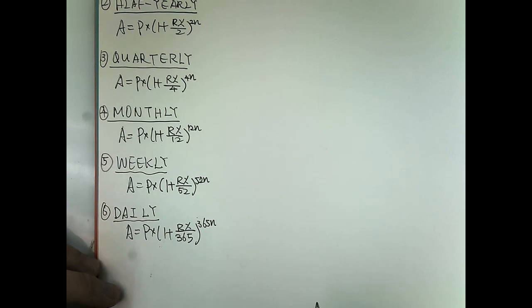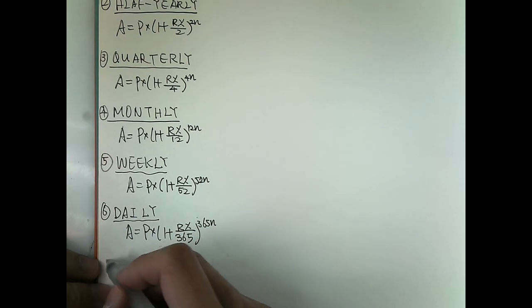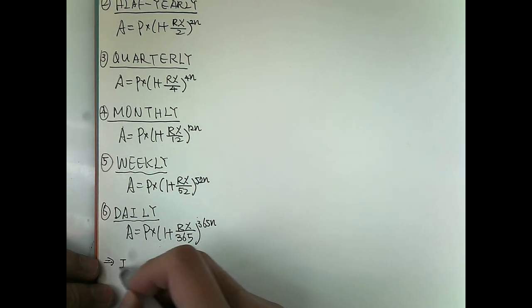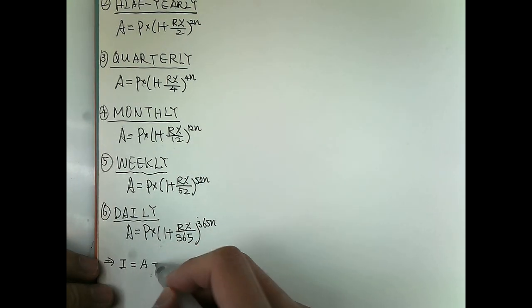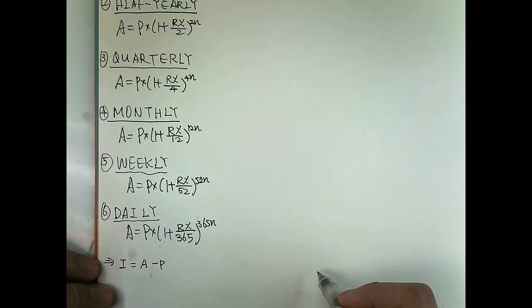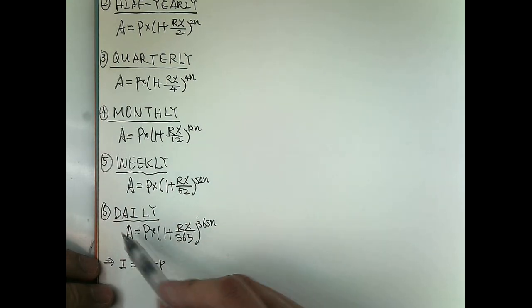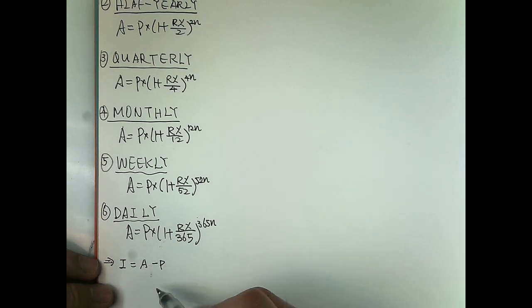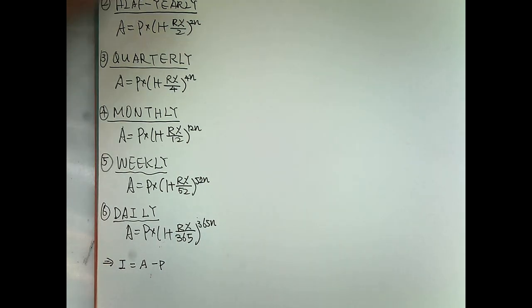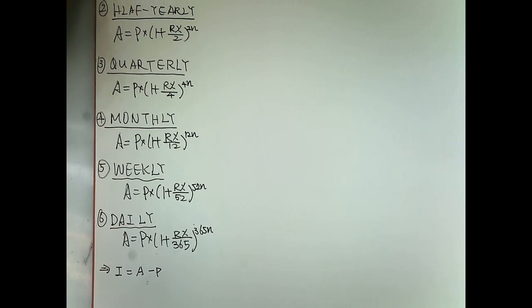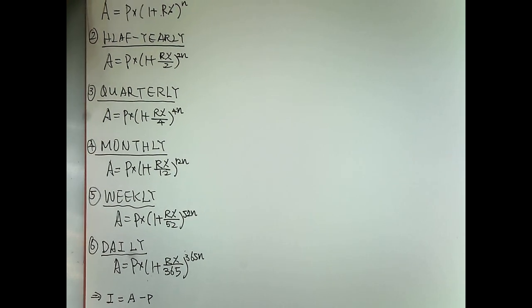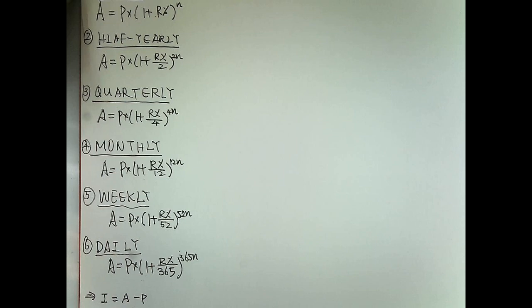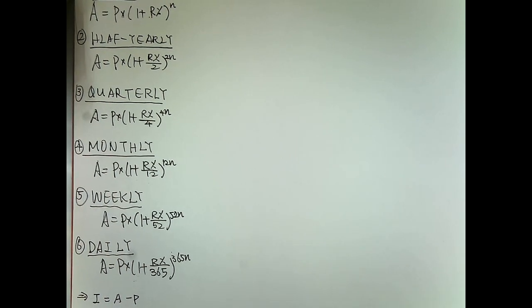If the question asks you to calculate the interest, you can do this: interest equals A minus the principal P, understand? So you always calculate A and then do a minus P to calculate I. So this is basically the formula we usually use.